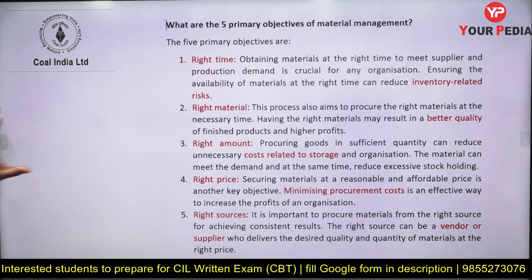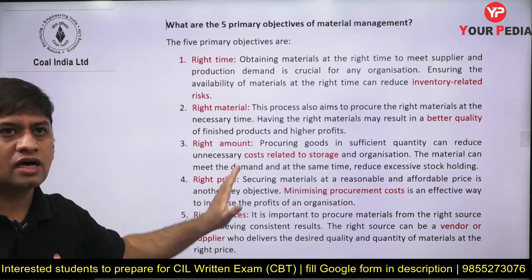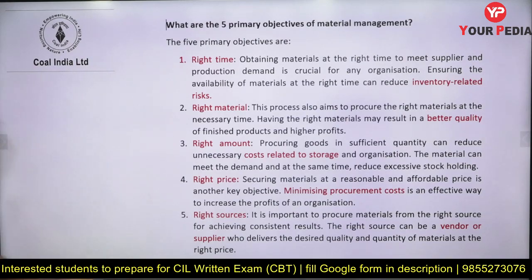So what are the 5 primary objectives of material management? As I already discussed with you, right time पे we should get, right material we should get, right amount we should get, right cost we should get, procurement cost, and right source, vendor and supplier, we should get it. So these are the 5 R's of material management.